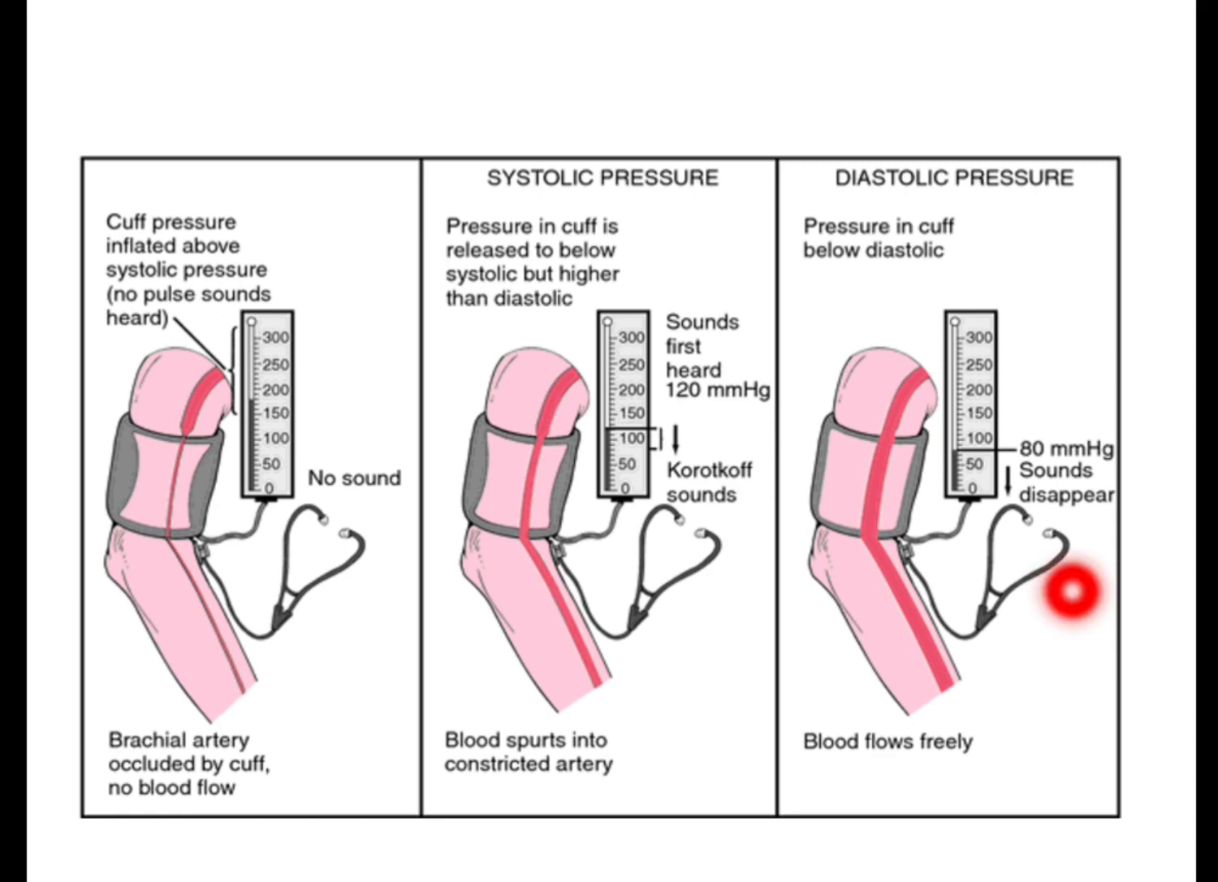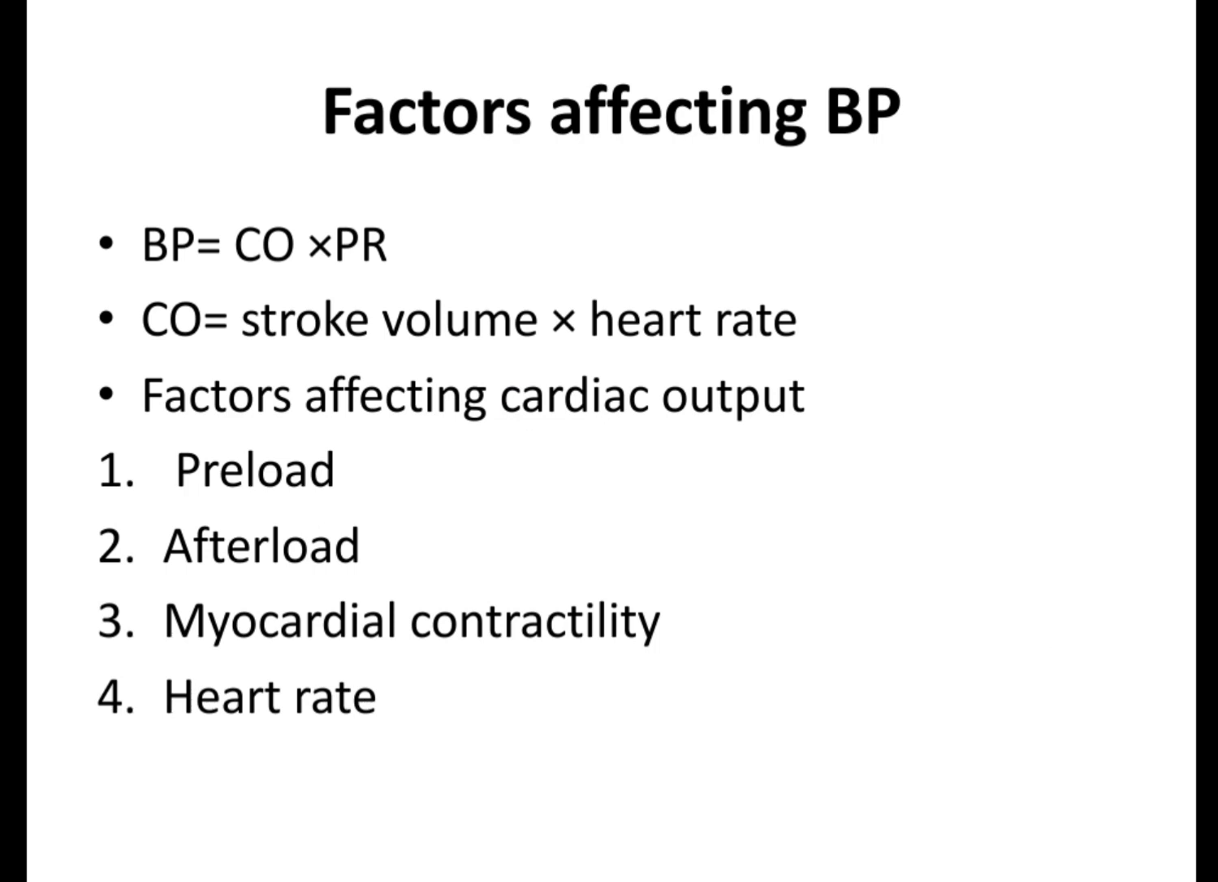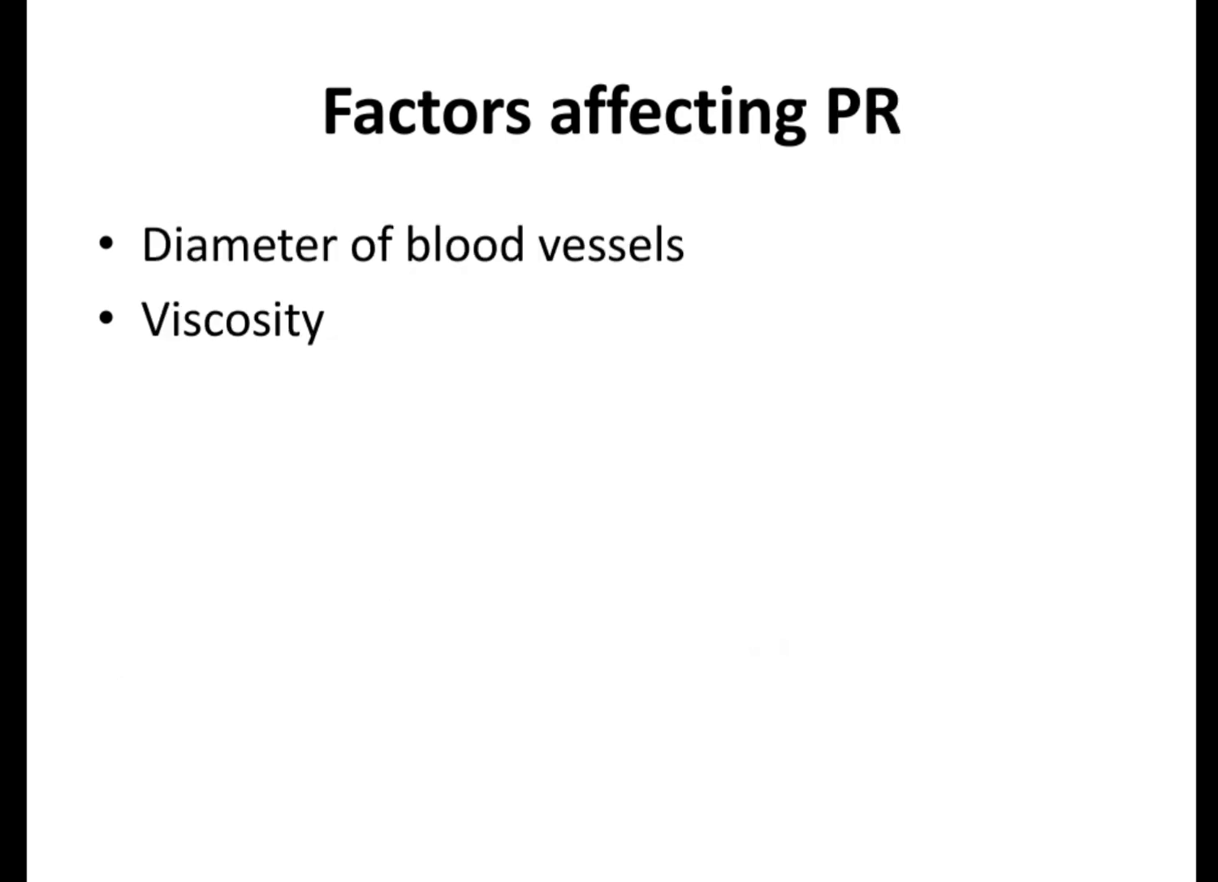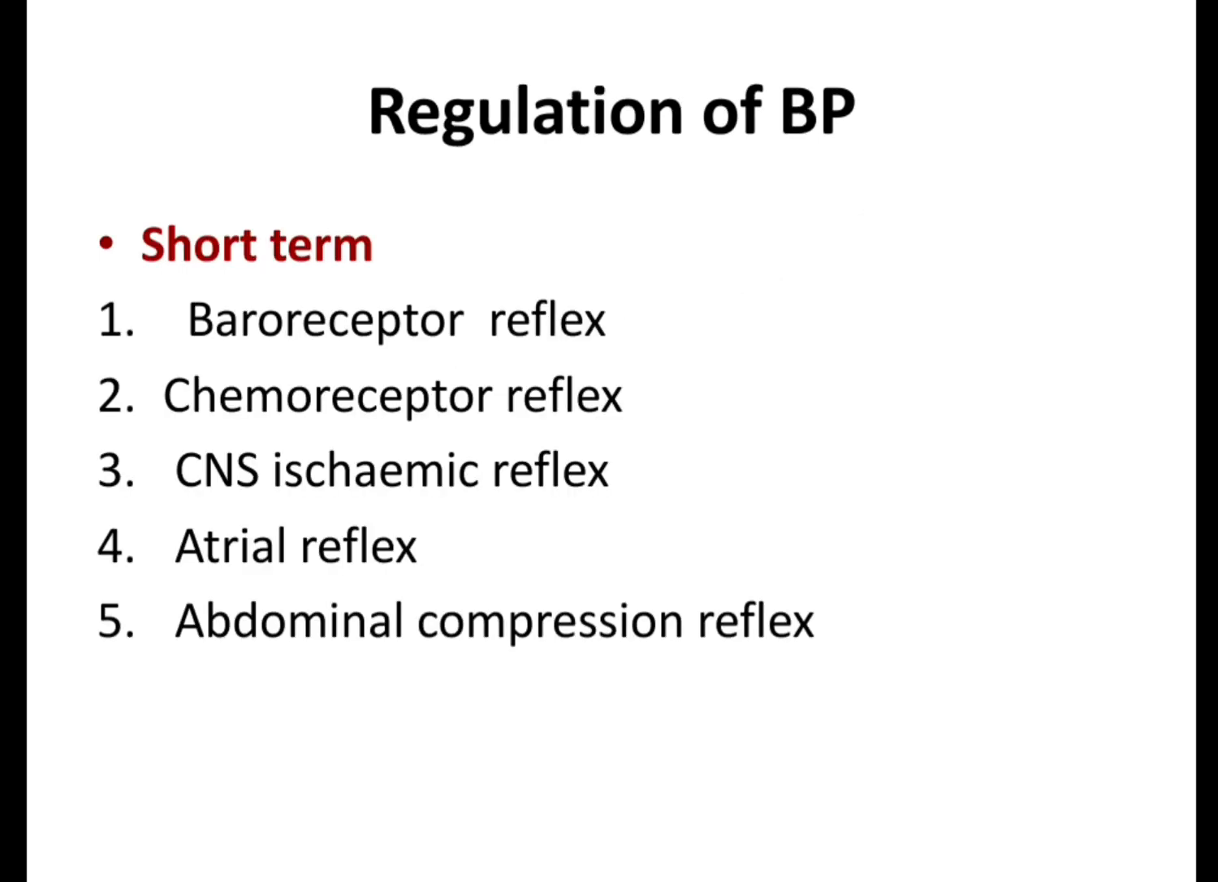Factors affecting blood pressure. Blood pressure is equal to cardiac output into peripheral resistance. Cardiac output is equal to stroke volume into heart rate. Factors affecting cardiac output: preload, afterload, myocardial contractility, heart rate. Factors affecting diameter of blood vessels: viscosity.